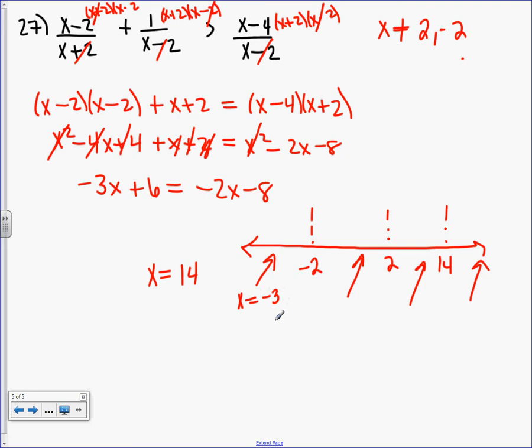Negative 3. Negative 1's on the other side. What do you guys want to check here? I would check 0 because it'll be easier. You don't have to, okay? But I'm going to check 0.